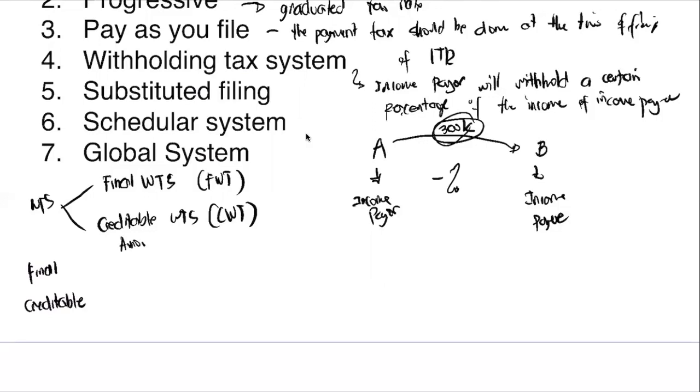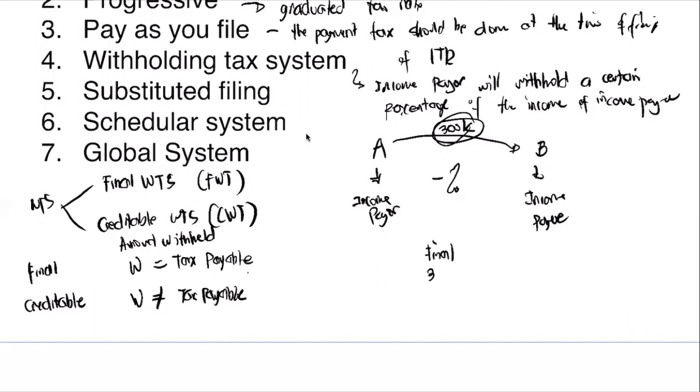As to the amount withheld, in your final, the amount withheld is equal to the tax payable. Okay? The amount withheld is equal to the tax payable. While in your creditable, the amount withheld is not equal to your tax payable. So for example, the income of B is 300,000. So using final, let's say the tax on that income is 30,000. So this is the tax due.